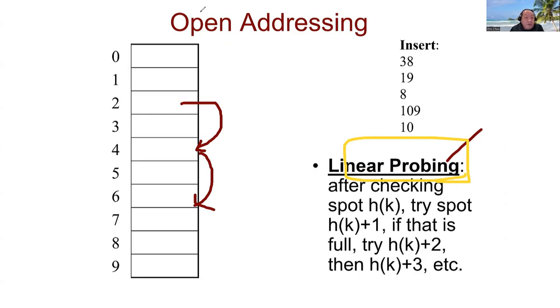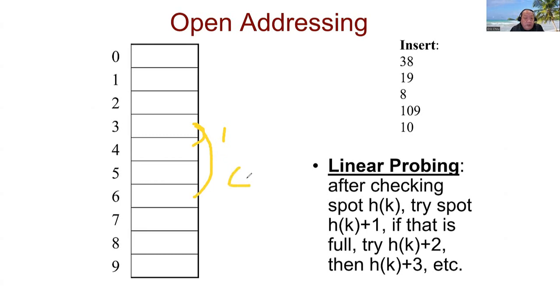It is also possible to do quadratic probing. The first time you go by 1, the second time you go by 2 squared, which is 4. The third time you go by 9, something like that. That's called quadratic probing. These are different ways of doing collision rehashing.